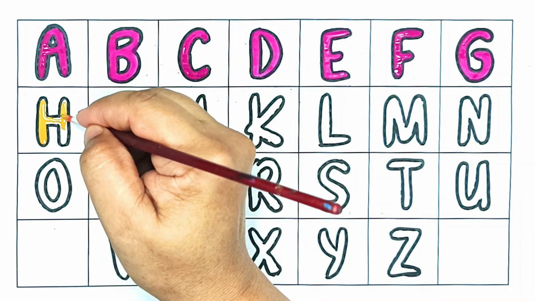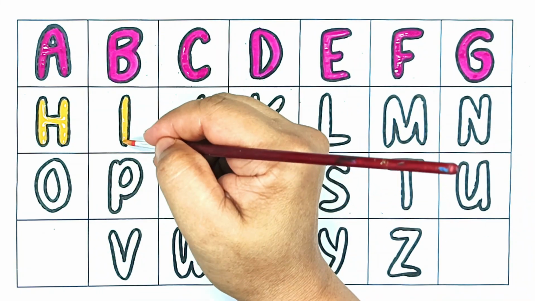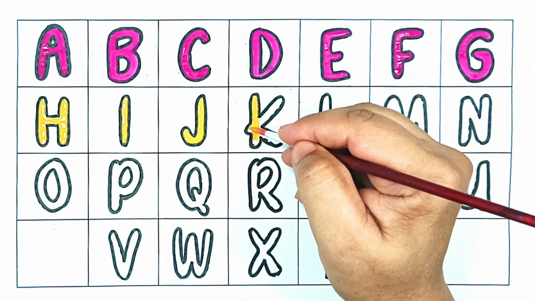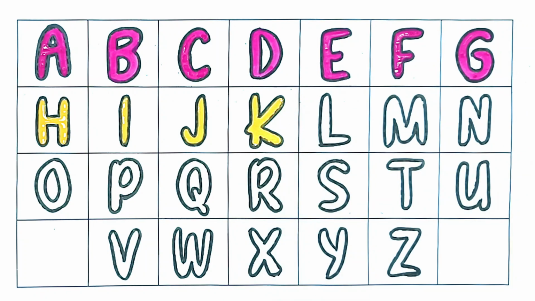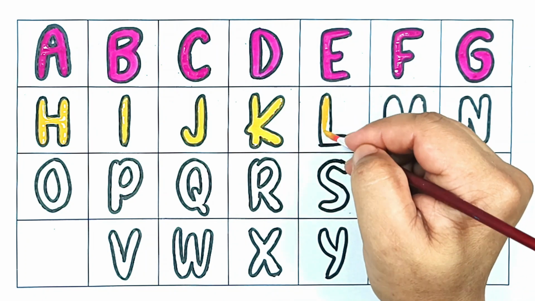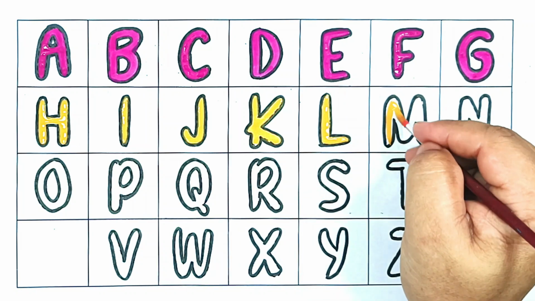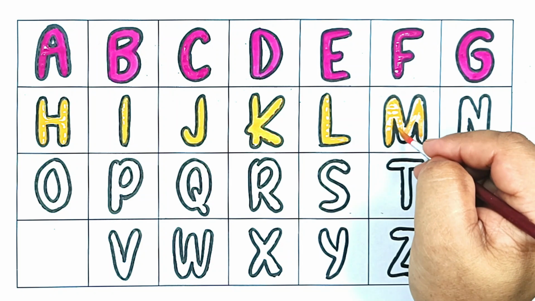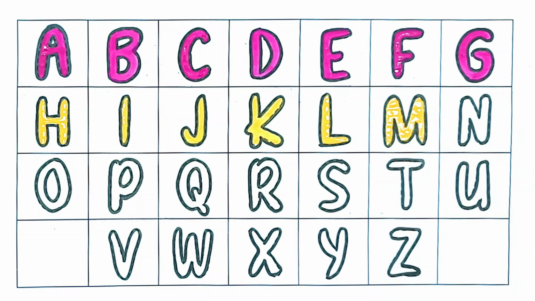H for hat, H for hat, I for igloo, I for igloo, J for jam, J for jam, K for kite, K for kite, L for lamb, L for lamb, M for man, M for man.